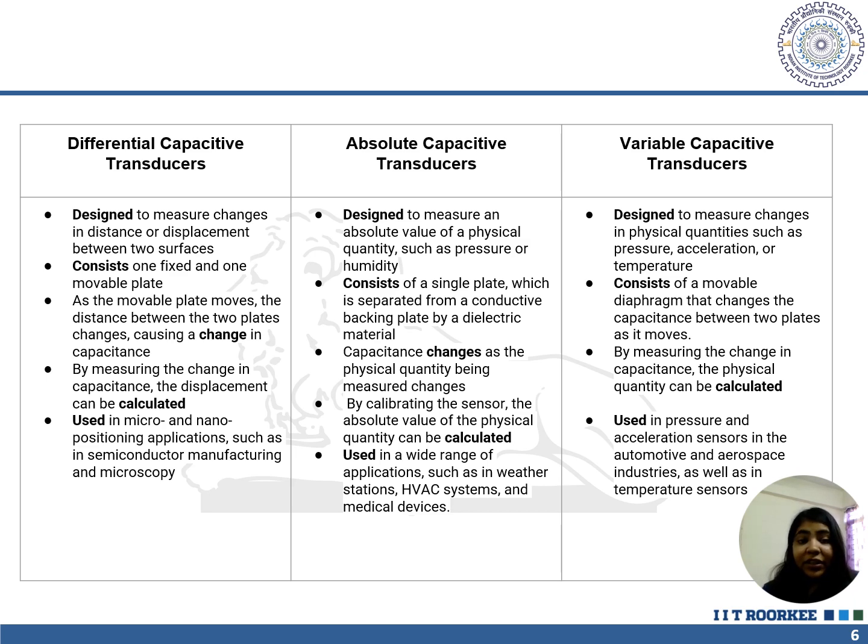So the differential capacitive transducer consists of one fixed and one movable plate. And the absolute capacitive transducer consists of a single plate which is separated from a conductive backing by a dielectric material. And the variable capacitive transducer has a movable diaphragm which changes the capacitance between the two plates as it moves.